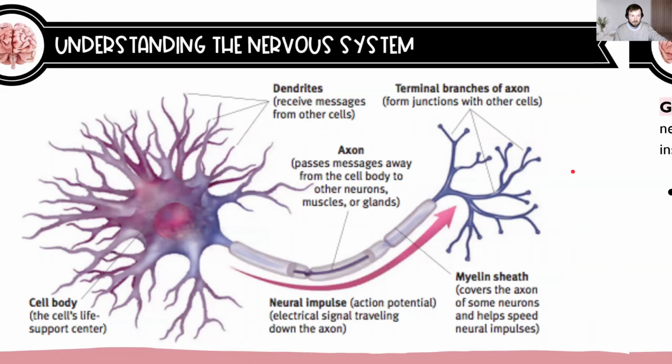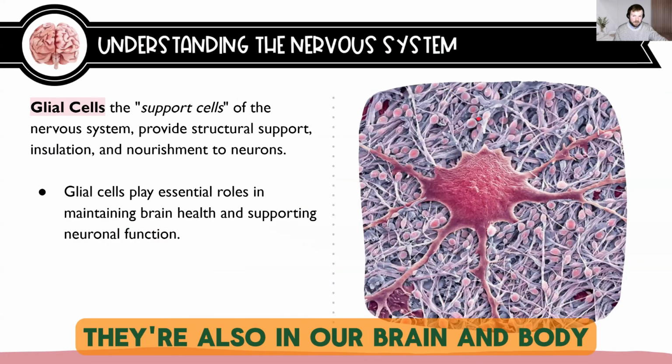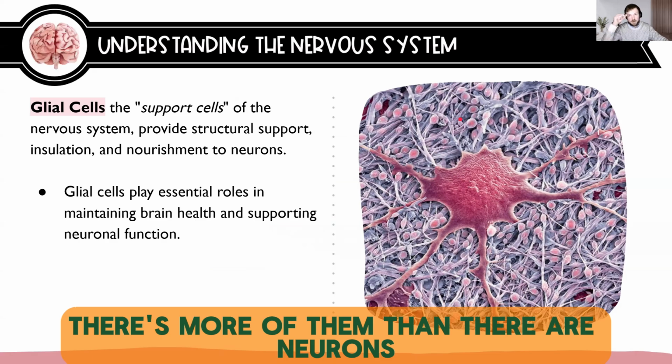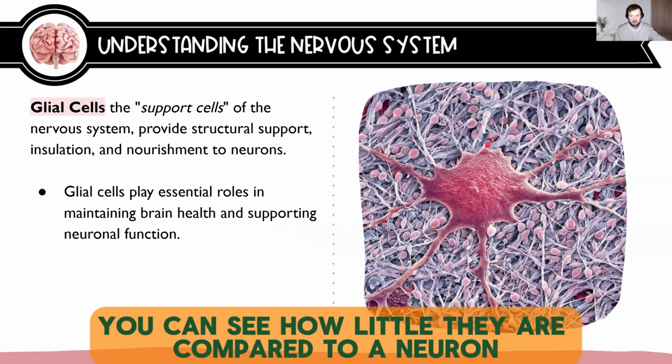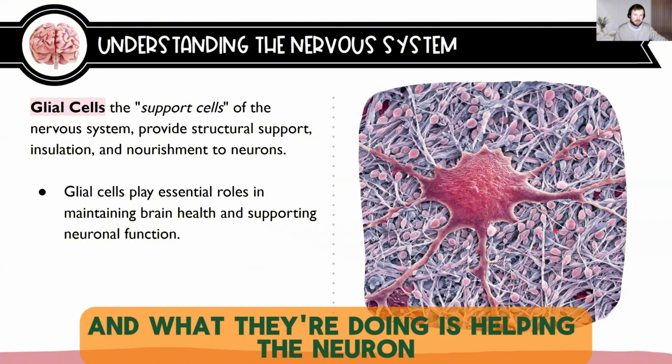Yep. Glial cells is another important term. These are support cells. They're also in our brain and body. There's more of them than there are neurons. You can see how little they are compared to a neuron. This is a neuron, and these are glial cells. And what they're doing is helping the neuron.